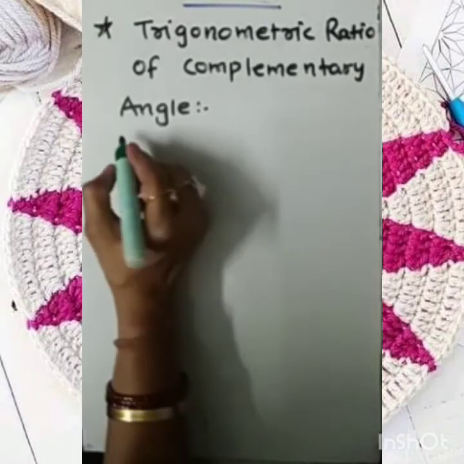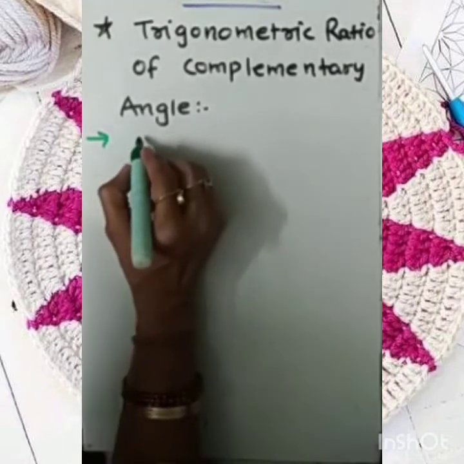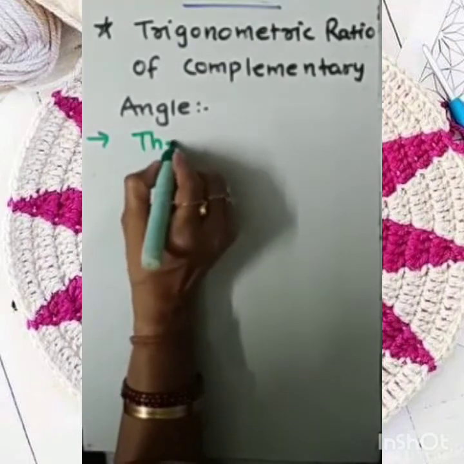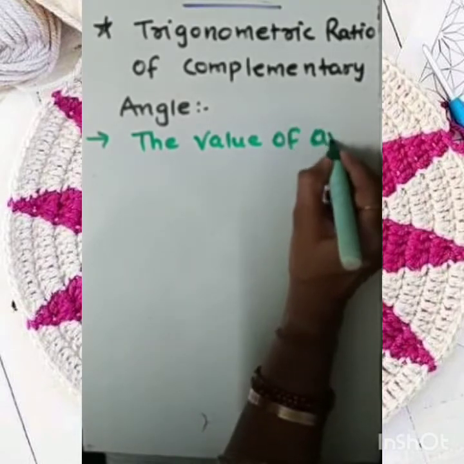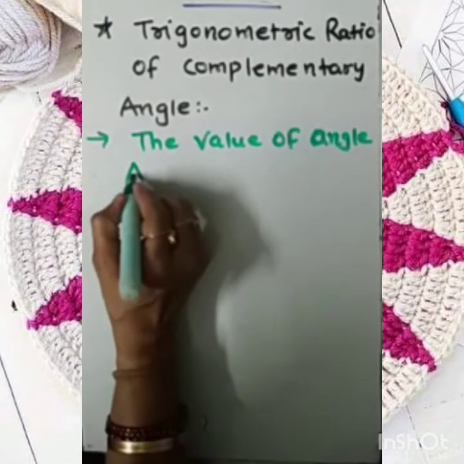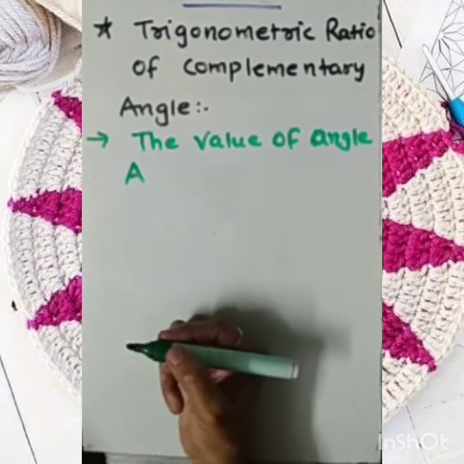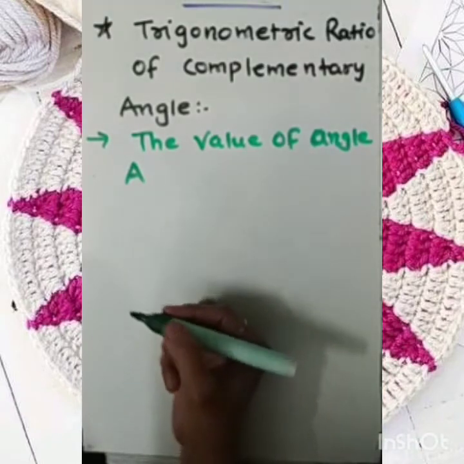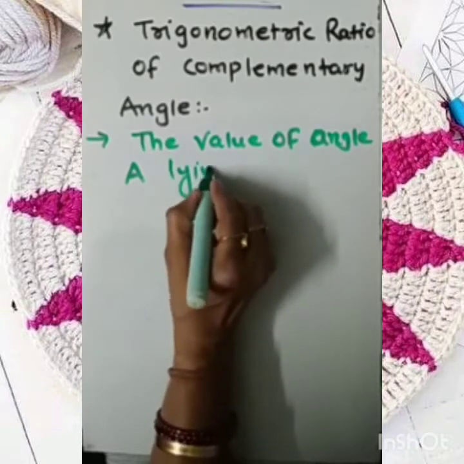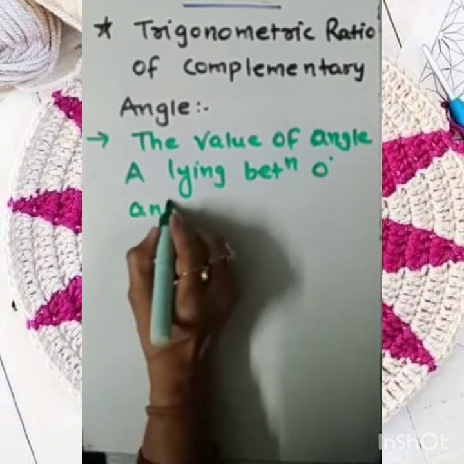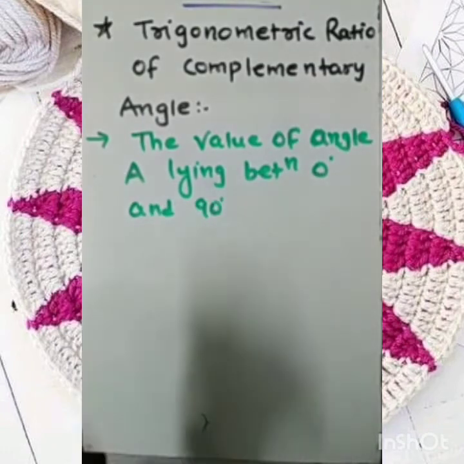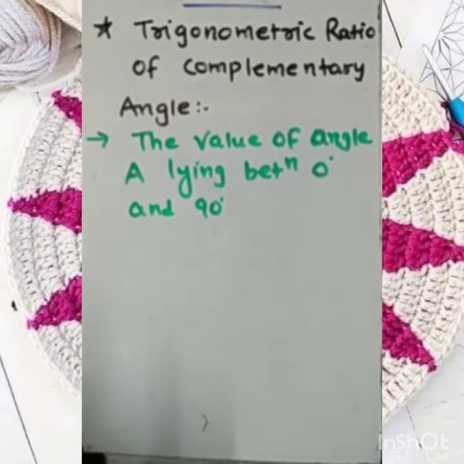So I am here mentioning the value of angle A. The value of angle A I am choosing here, which is an acute angle, right? So the value of angle A lies between 0 degree and 90 degree. Only between these two angles we are going to work. So very simple, please try to understand the concepts, very easy, you will enjoy this.